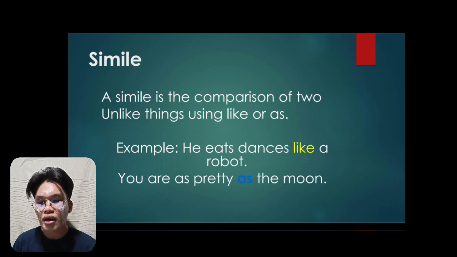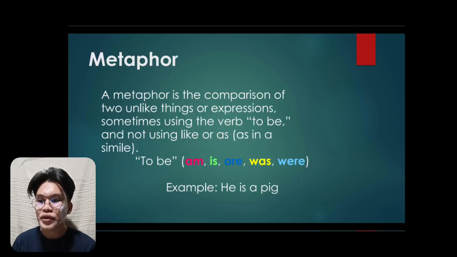The second example there is you are as pretty as the moon. Okay, so that means the subject as pretty is compared to a moon, and we use as for the comparison. Okay, so next is metaphor.